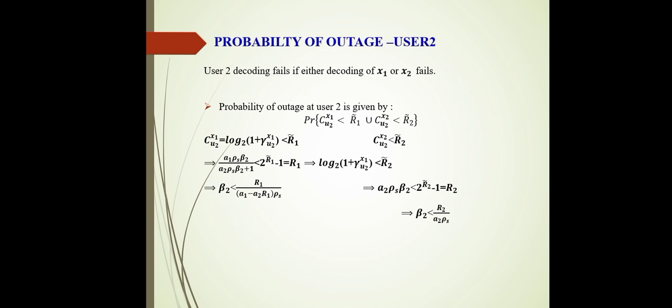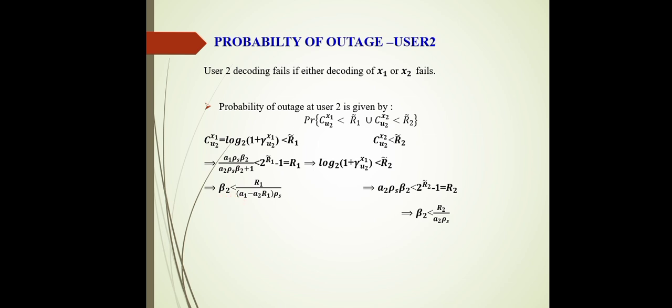For user 2, what will be the outage? Outage will occur when decoding of the x1 signal fails at user 1 and decoding of the x2 signal also fails. So I can write the outage probability as the union of the rates: C less than R1 cap and C less than R2 cap. We have to find the union of both. C of decoding the x1 signal at user 2 is log base 2 of 1 plus gamma of decoding x1 at user 2, which must be less than R1 cap. After simplification of this equation, we get beta 2 less than R1 upon A1 minus A2 R1 into rho s.